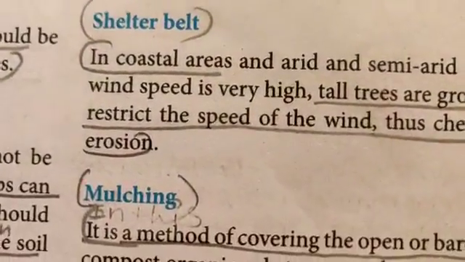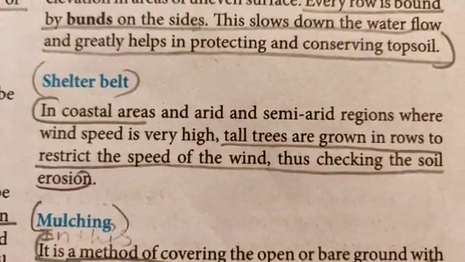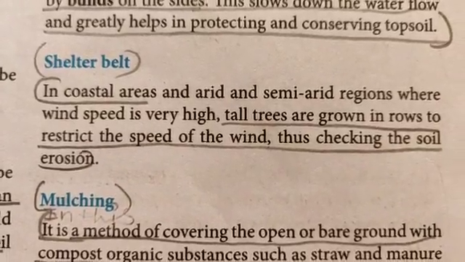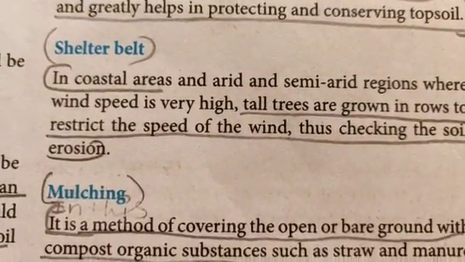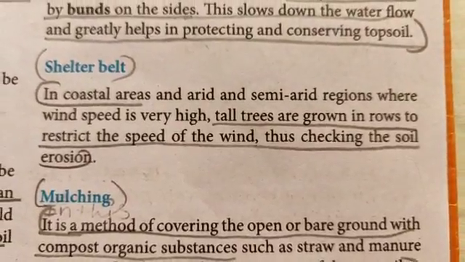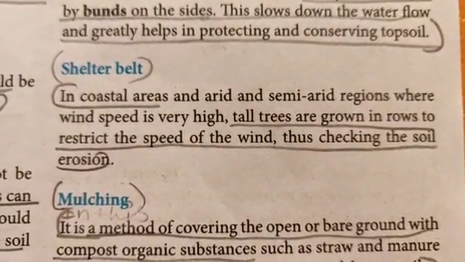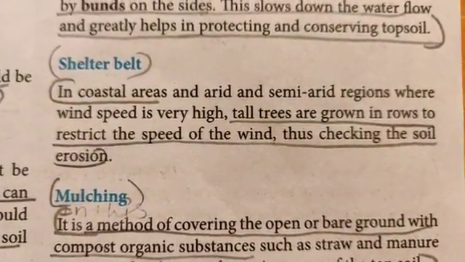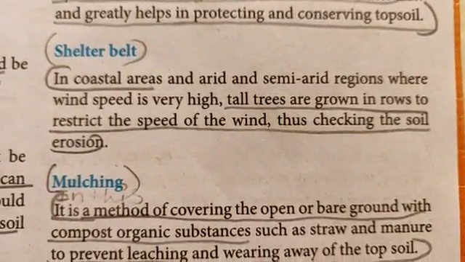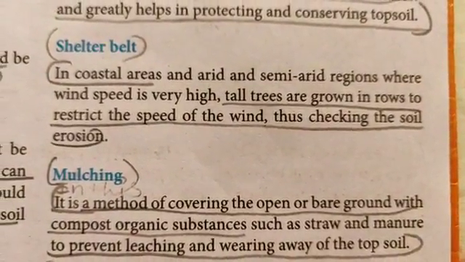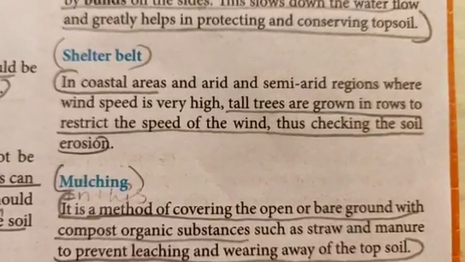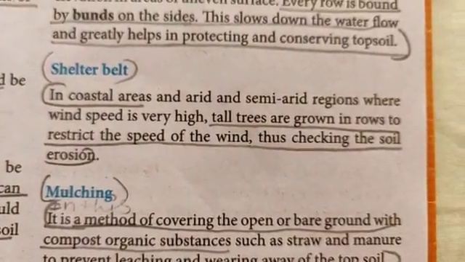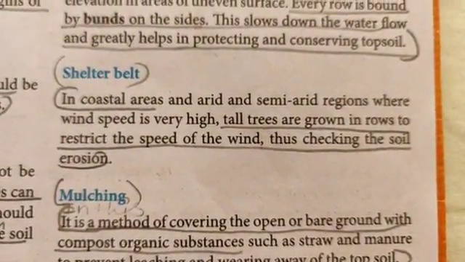Now let us talk about shelter belt. In coastal areas and arid and semi-arid regions, arid is a region where there is very little or less rainfall or water, where wind speed is very high. Because the rainfall is less, there are no trees over there, and when the wind blows, it blows at a great speed. Why? Because there are no trees to obstruct the speed of the wind. Tall trees are grown in rows to restrict the speed of the wind, thus checking the soil erosion.